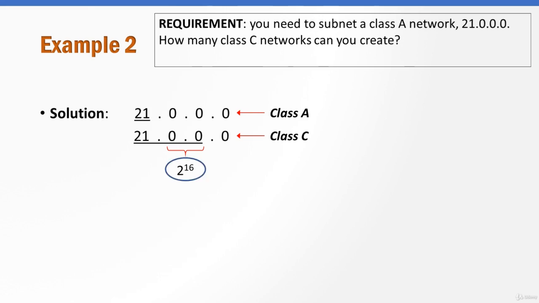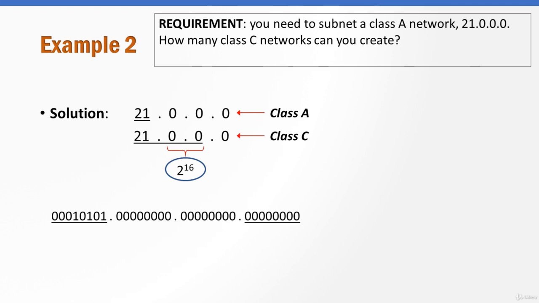I'm actually going to try and prove that to you. So we're going to look at the binary representation of our network 21.0.0.0, and we're not going to change the first octet and the last octet. So the first octet we're not going to change because we can't change it. That's what we got in the requirement. So that's our Class A network, and the network portion we can't change.